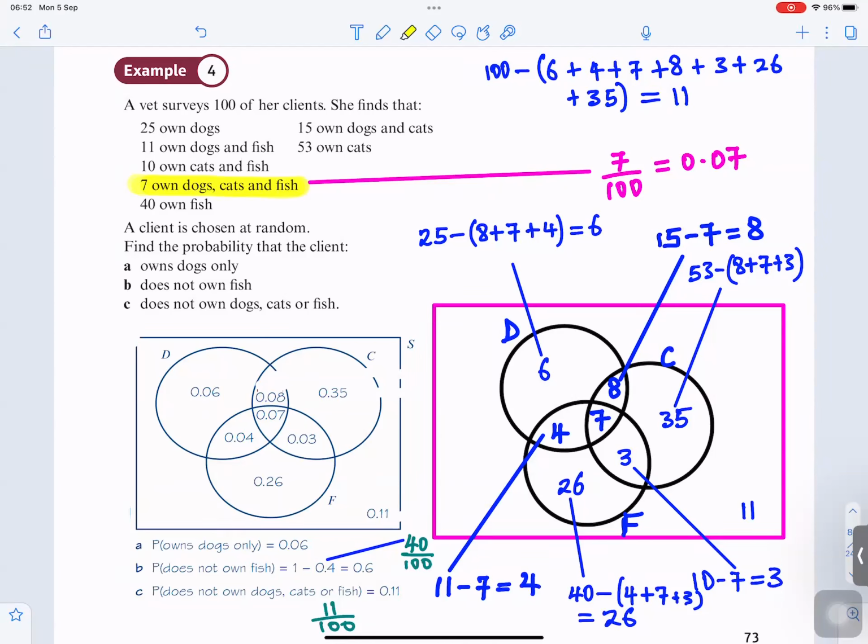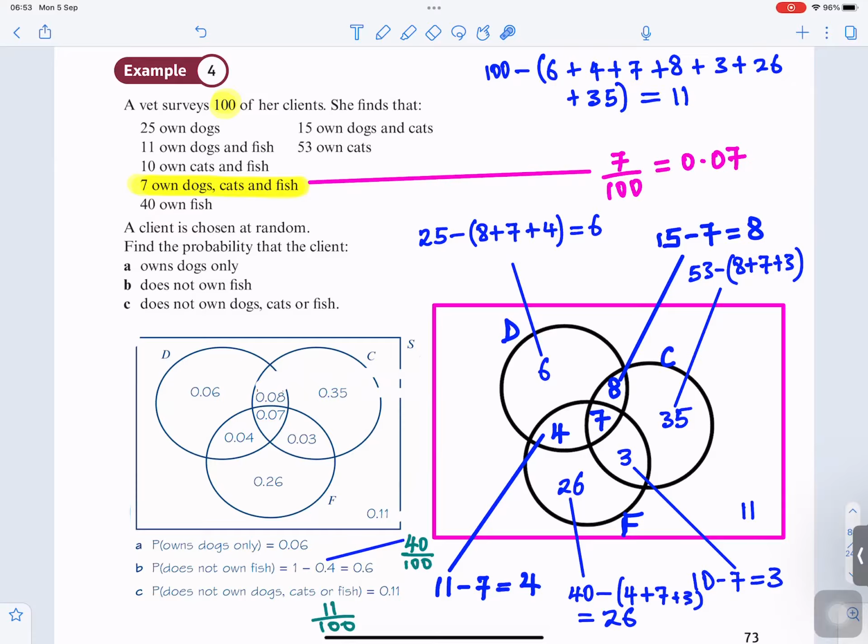A vet surveys 100 of her clients. She finds that 25 own dogs, 11 own dogs and fish, 10 own cats and fish, 7 own dogs, cats and fish, 40 own fish, 15 own dogs and cats, 53 own cats. A client is chosen at random. Find the probability that the client owns dogs only, does not own fish, does not own dogs, cats, or fish.